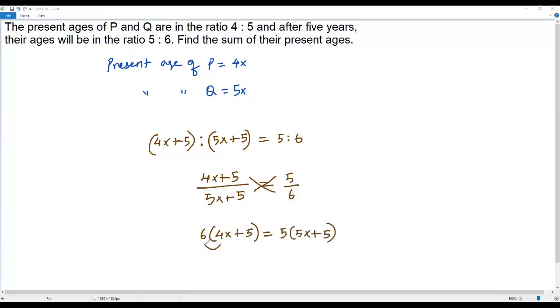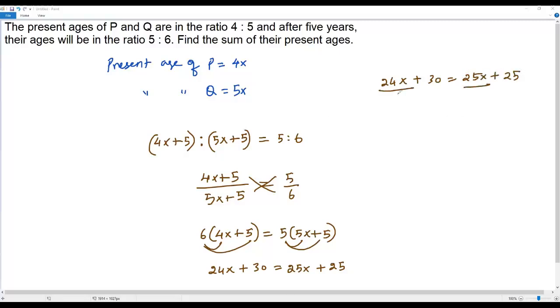Now I can distribute this 6 to 4x and 5. 6 times 4x is 24x, plus 6 times 5 is 30, and we can distribute this 5 to 5x and 5. 5 times 5x is 25x, and 5 times 5 is 25. So I get the equation 24x + 30 = 25x + 25. Here I have 25x on the right side and 24x on the left side. If I subtract 24x from both sides, I will get x on the right side. When I do so, the +24x and -24x cancel out. I get 30 equals, when I simplify, 25x - 24x becomes just x, plus 25.